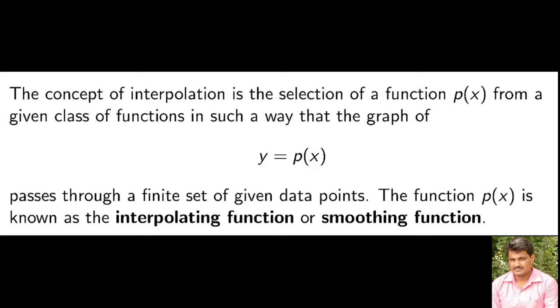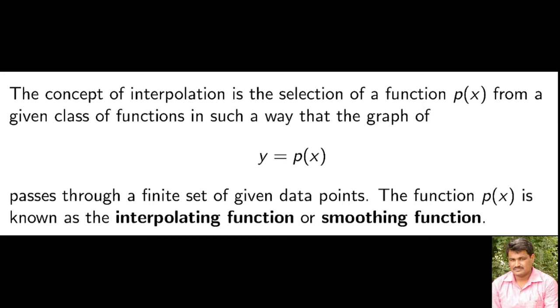Interpolation is the selection of a function p of x from a given class of functions in such a way that the graph of y is equal to p of x passes through a finite set of given points, and such a function p of x is known as an interpolating function or smoothing function or interpolating polynomial.